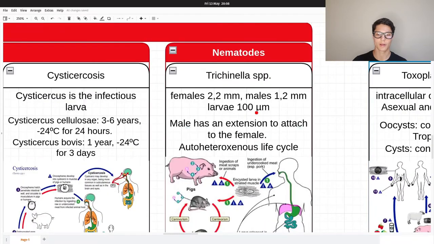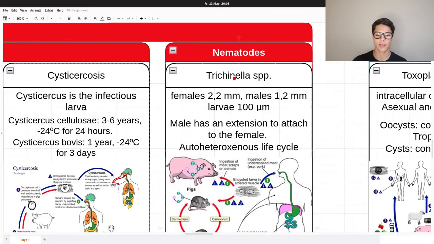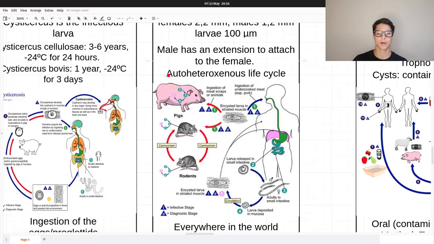Moving on to the next one, we have nematodes, Trichinella spp. Females, of course, are bigger than males, as in most cases, they are 2.2 millimeters, while males are only 1.2. And the larvae are 100 micrometers, so they are very, very small. The male has an extension to attach to the female for reproduction. And the cycle is autoxenous in some animals. So let's have a look at the life cycle.